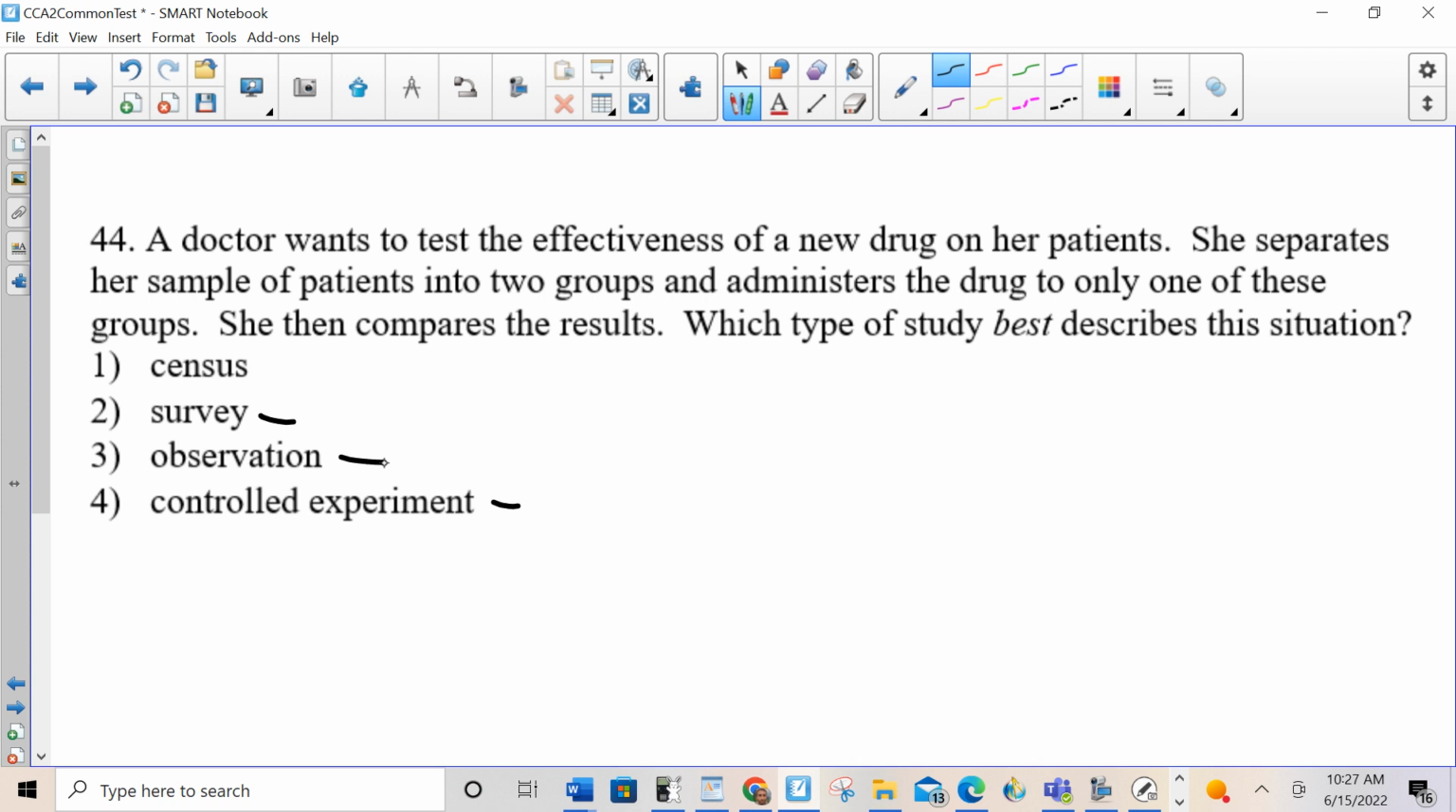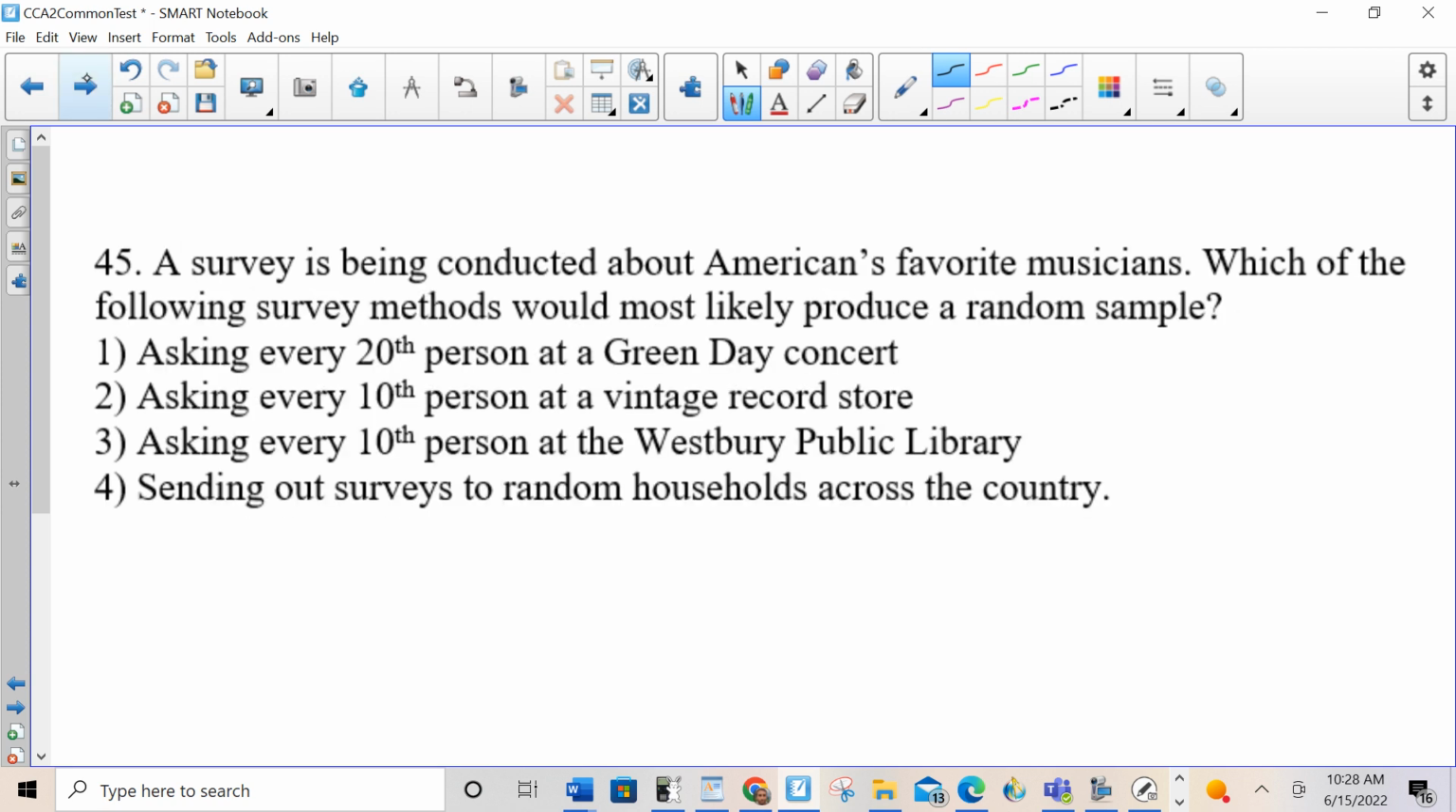A doctor wants to test the effectiveness of a new drug on her patients. She separates her sample of patients into two groups and administers the drug. That is a controlled experiment. The only way to create a cause and effect relationship is through a controlled experiment. They could all suggest patterns and relationships in data. And by the way, a census is a survey where every member of the population is involved. That is not very practical, so it is more common to do a sample survey.